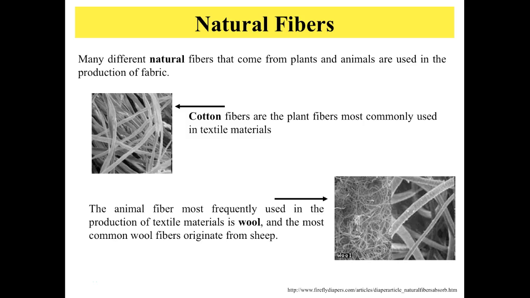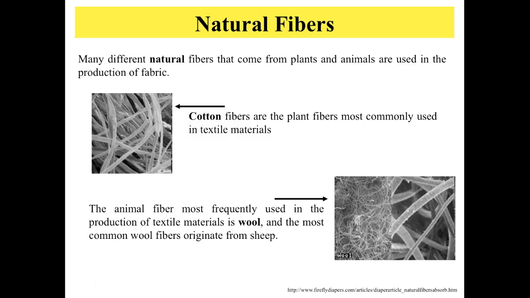Many different natural fibers originating from plants and animals are used in the production of fabric. Cotton fibers are the plant fibers most commonly used in textile materials, with the type of cotton, fiber length, and degree of twist contributing to the diversity of these fibers. Processing techniques and color applications also influence the value of cotton fiber identification. Other plant fibers used in the production of textile materials can include flax or linen, jute, and hemp.